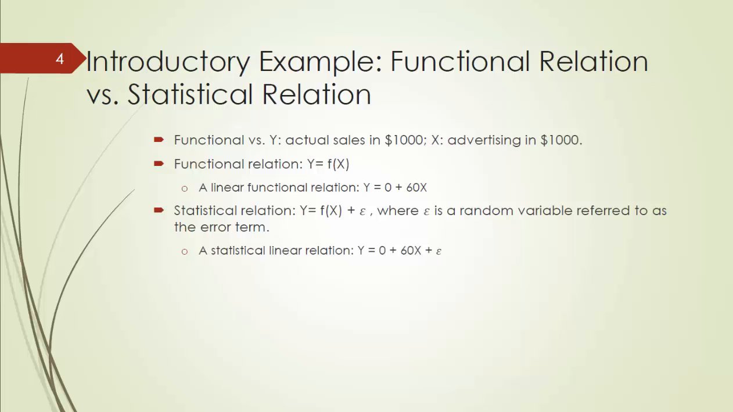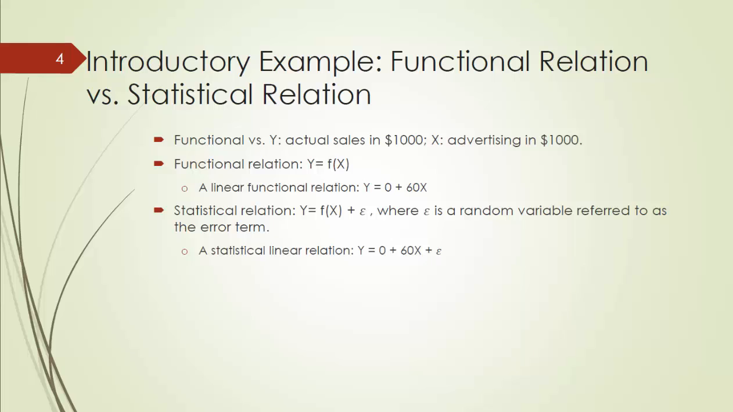In mathematics, we're already familiar with functional relation. Following our example, we call the actual sales Y and the advertising investment X. If sales Y and advertising X followed a functional relation, in general, it could be written as Y equals f of x. To keep it simple, let's say sales Y and advertising X follow a linear functional relation given by Y equals 0 plus 60x. If the advertising is $40,000, then the sales must be $240,000 exactly. Clearly, the relation between the sales Y and advertising X is not a functional one.